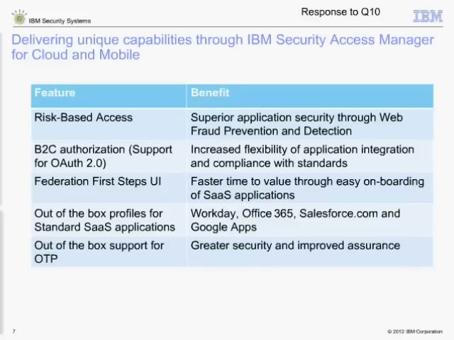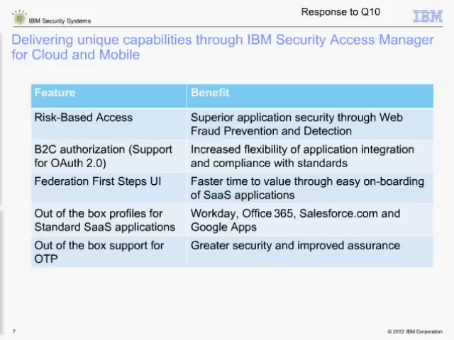So with that, I'm going to go over to slide number 7 and talk about our new IBM Security Access Manager for Cloud and Mobile capabilities. The first feature we've added is risk-based access, which gives you the ability to figure out the risk score of a user during a transaction based on a number of different factors. What it does is give you the ability to reduce web fraud in your organization, that is, prevent and detect it. This new release also has B2C authorization with support for OAuth 2.0, which results in increased flexibility of integrating applications with other standards.